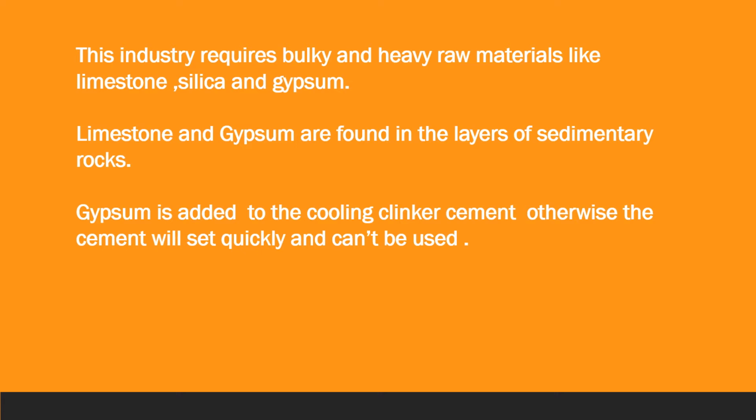In the same way, silica is important. Why is silica important? Silica is added to make cement so that it can strengthen the concrete. It will avoid the cracks. That's why limestone, silica, and gypsum are required. Limestone is the main raw material. Now let's learn why gypsum is added. What is a clinker? How is cement manufactured?